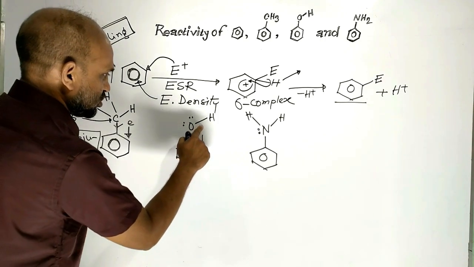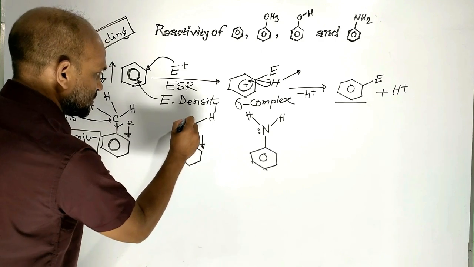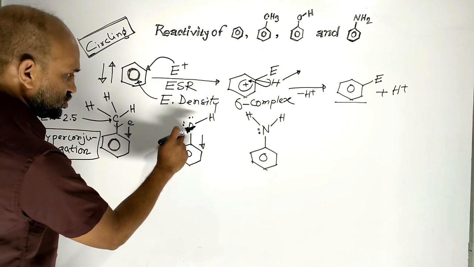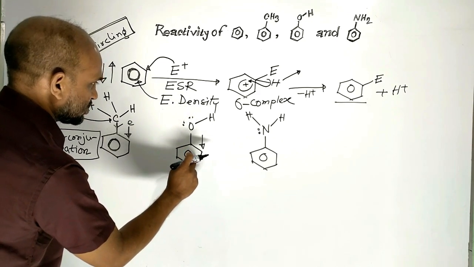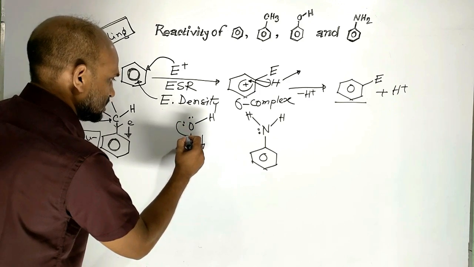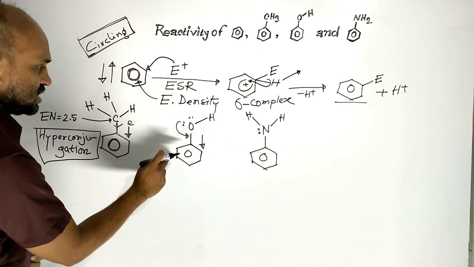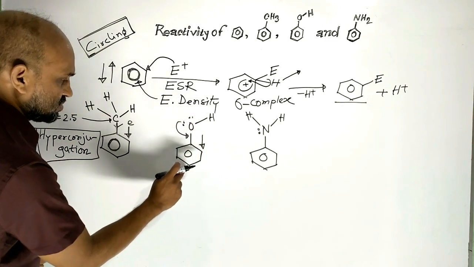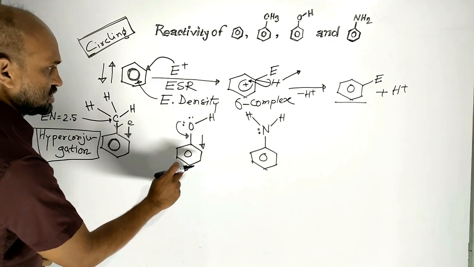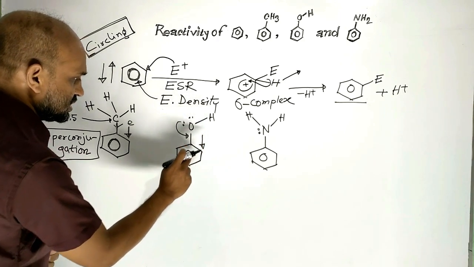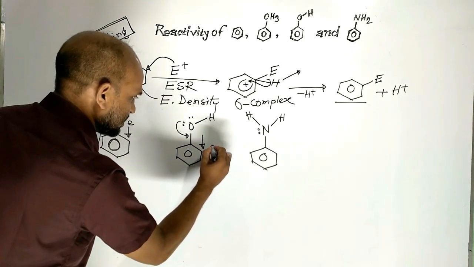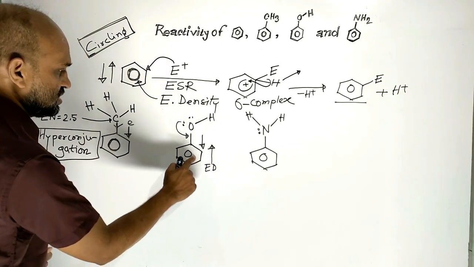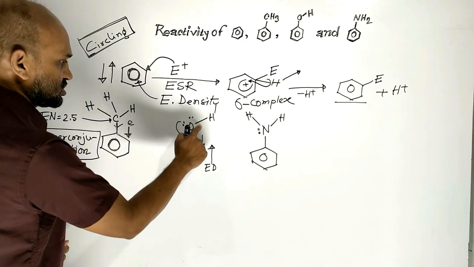Again, hydroxyl group contains two lone pairs of electrons, two free pairs of electrons. So, phenyl group withdraws lone pair of electrons a bit easily. In this way, hydroxyl group activates benzene ring. That is, due to the presence of hydroxyl group in the benzene ring, electron density increases.